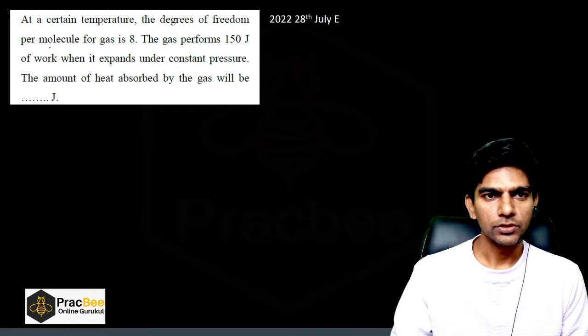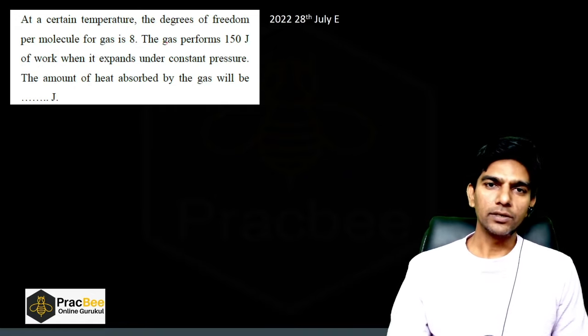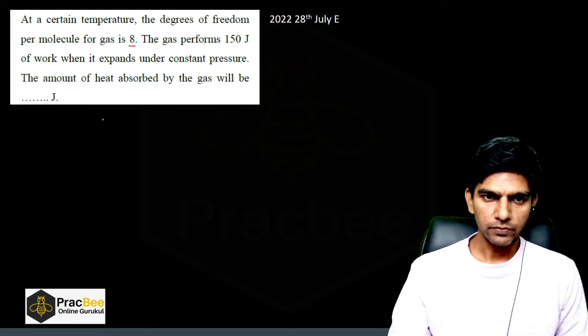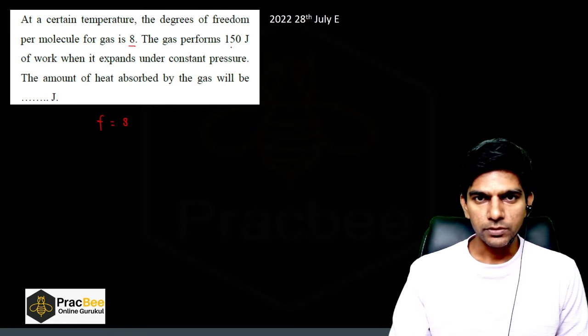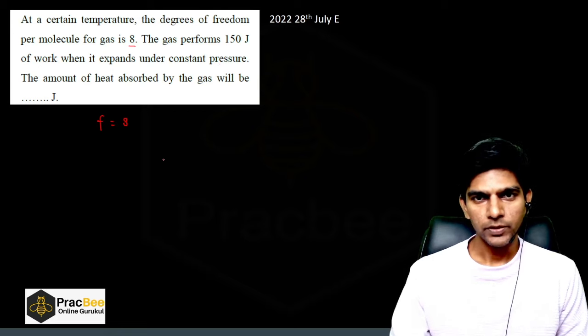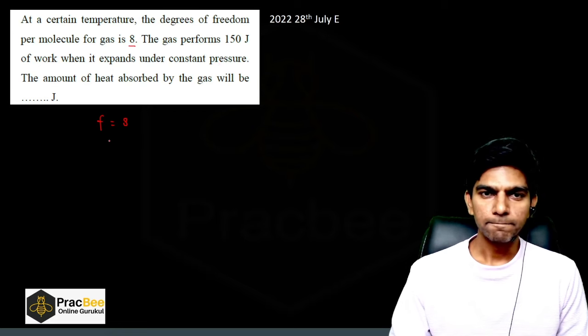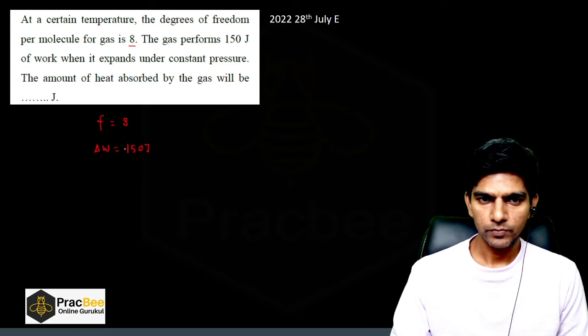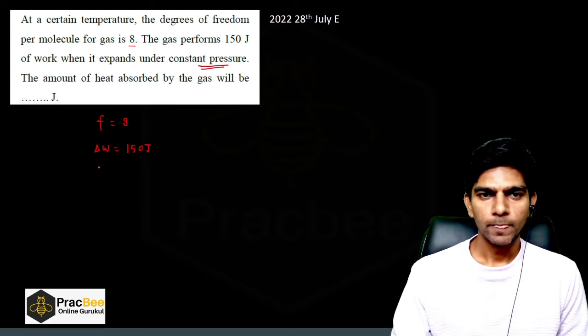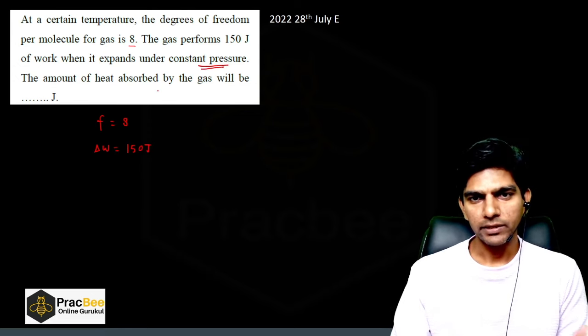Now let us see another question. At a certain temperature, the degree of freedom per molecule for a gas is 8. So we are given F as 8. The gas performs 150 joules of work when it expands under constant pressure. Now the pressure is constant, and it performs 150 joules of work. So let us say work is 150 joules. It will be positive. Now the pressure is constant, and the amount of heat absorbed by the gas will be?